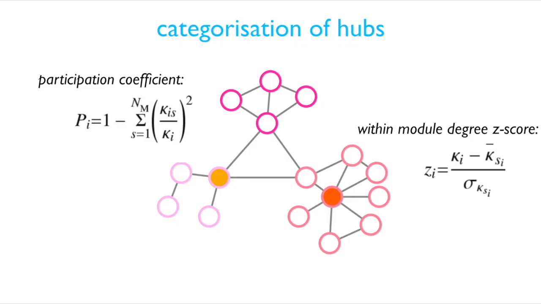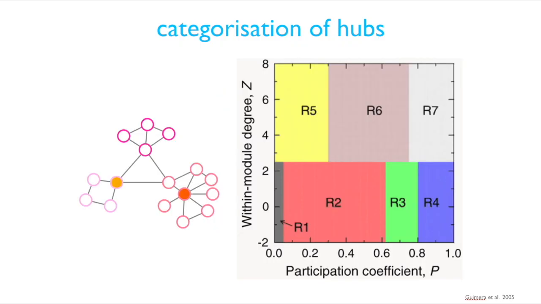So Guimerà and colleagues then nicely said, you know what, if we compute for every high-degree node in the network its participation coefficient and its within-module degree z-score, we can put these on an actual system, and then we get a space with different sub-areas indicating whether a node is much more a connector hub or a provincial hub node. So on the x-axis here we have the participation coefficient, and on the y-axis we have the within-module degree z-score, reflecting the importance of a certain node within its own module.